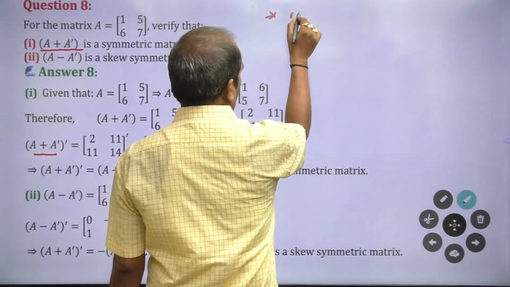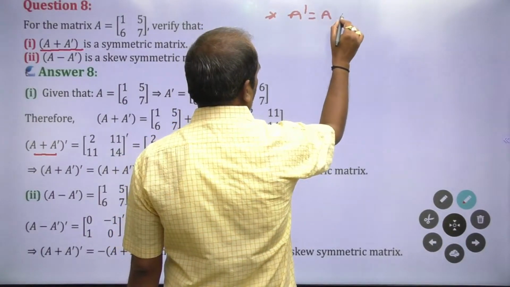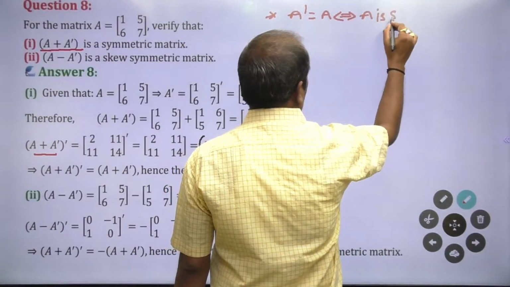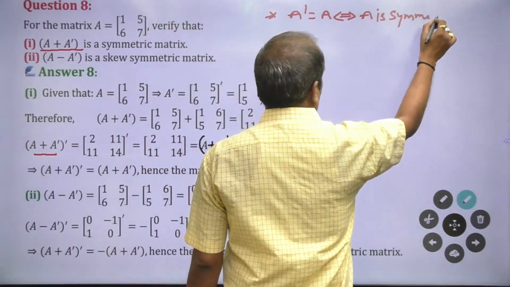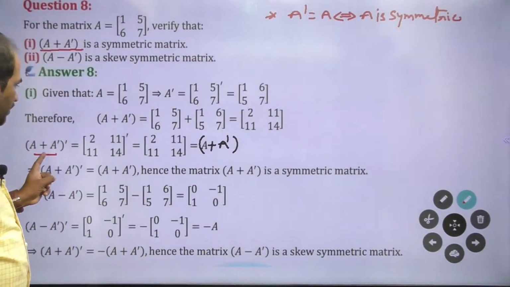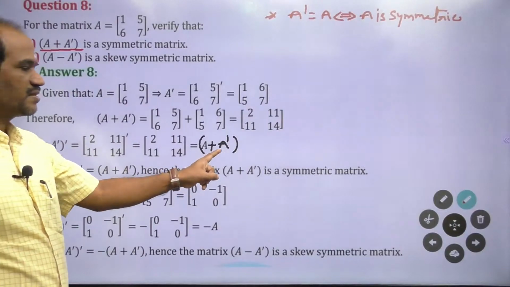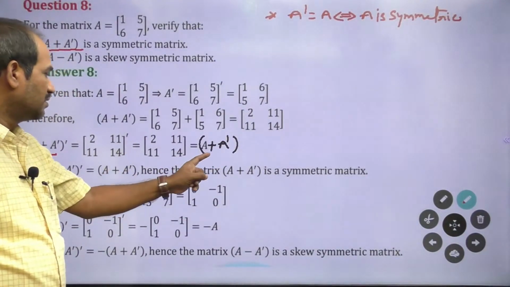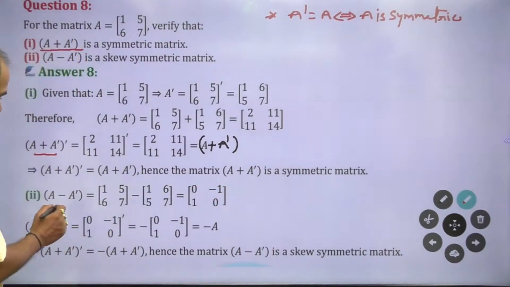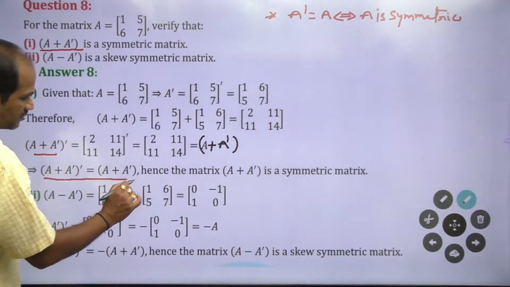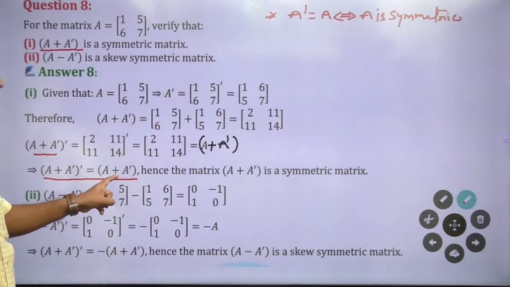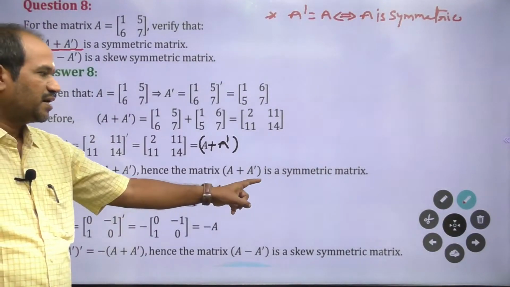The formula is: if A dash is equal to A, then A is symmetric. Here (A plus A dash) whole dash is equal to A plus A dash, so this condition is satisfied. Hence A plus A dash is a symmetric matrix.